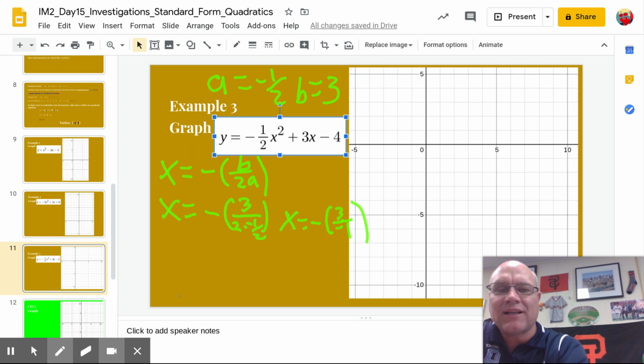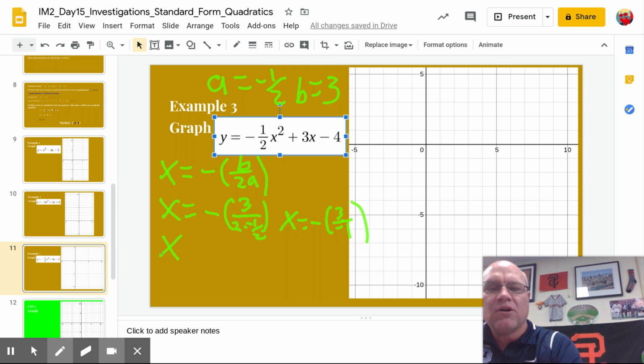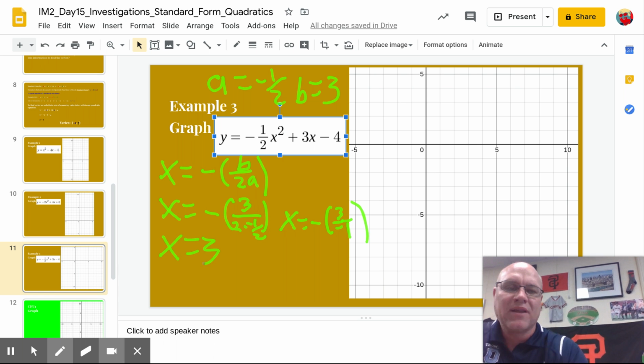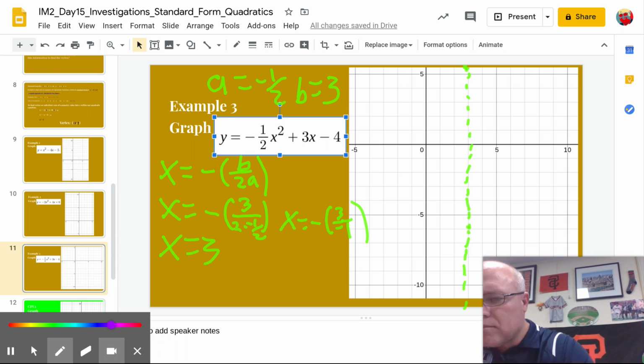We're going to use our axis of symmetry formula for standard form, which is x equals the opposite of b over 2a. So x equals the opposite of 3 over 2 times negative 1/2, which becomes x equals the opposite of 3 over negative 1. So inside the parentheses is going to be negative 3. The opposite of that is 3. So x equals 3 is our axis of symmetry. All right, so now we need the vertex.